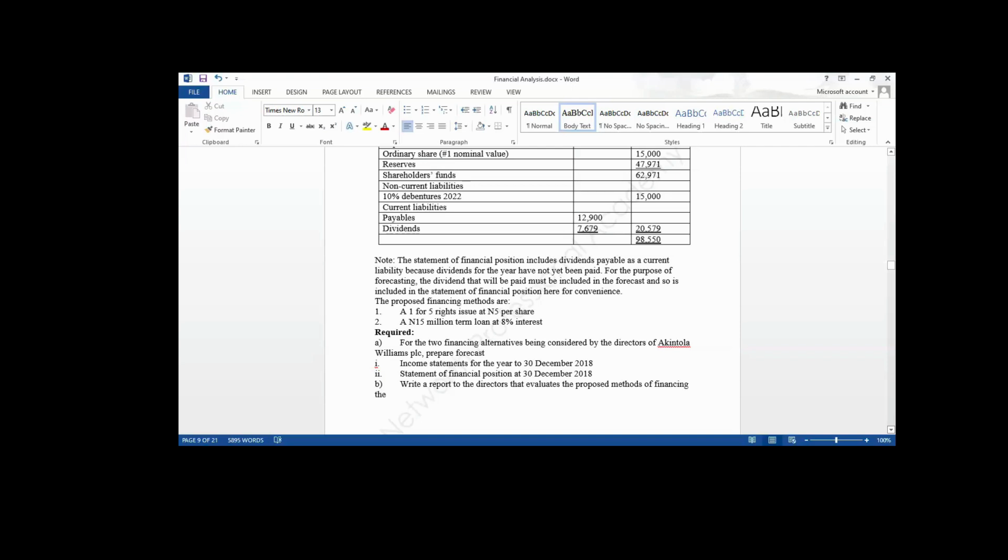Check 2020 COVID diet. Something like this was tested. And at any point, in most cases, the examiner always makes this question number 1. Examiner says, for the 2 financing alternatives being considered, prepare forecast income statement. That means you are going to prepare an income statement if the project is financed by rights issue.